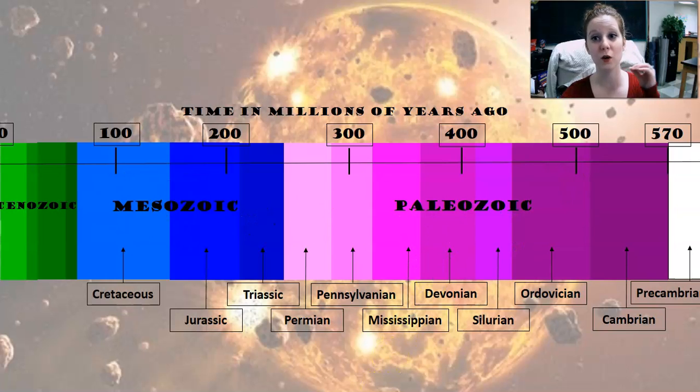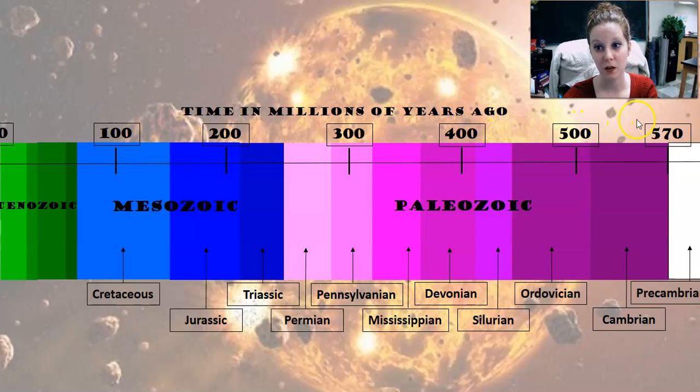You also need to know how to read this, because it says time in millions of years ago. Down here on the right, you've got 570, and over here on the left, you've got 0. So you kind of read it backwards. This is present day. We're in the Cenozoic era. As you go down the line, that puts you farther and farther back in time.